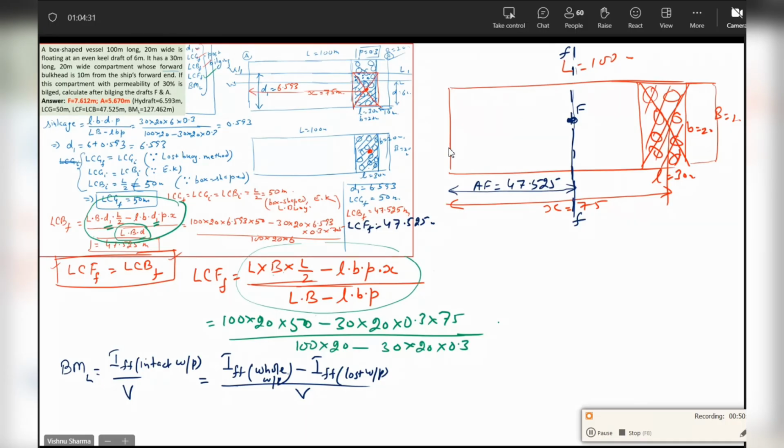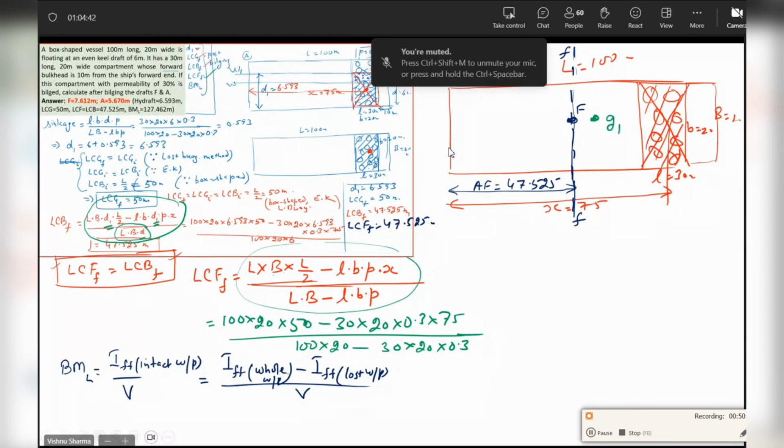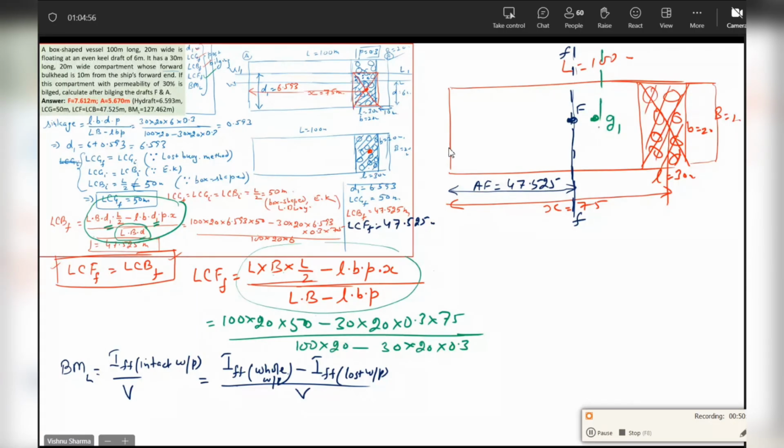Guys, whole water plane is 100 into 20. Its geometric center will be 50 meters from the after perpendicular. I can call it maybe G1 or whatever you want to call it, correct? So FF is not a standard axis for the whole water plane, understood? So you will have to draw a parallel axis through it to be able to get moment of inertia about FF. Maybe I can call this axis as YY.